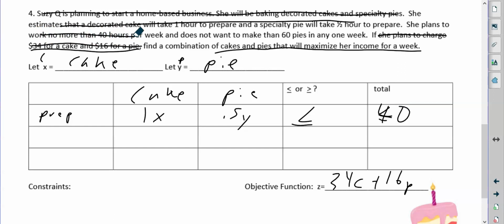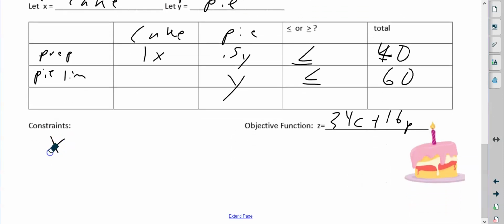Oh, and she also does not, now you can tell there's nothing left except this one extra line. She does not want to make more than 60 pies in 1 week. So there's going to be a limit on pies. This is the pie limit. Now notice, there's no other number about how many she wants to make total, no limit on cakes, that's it. So not much here.